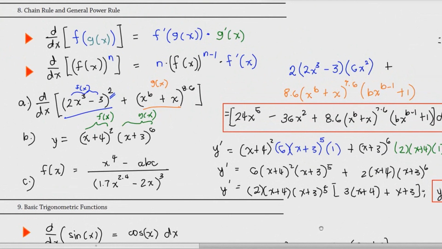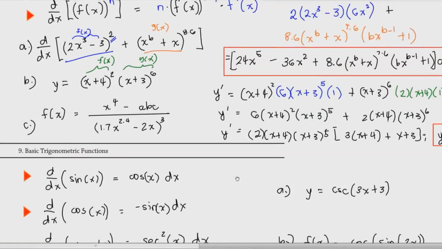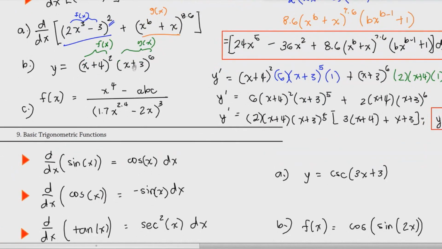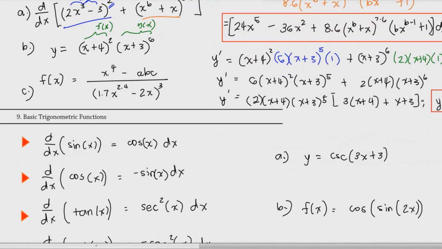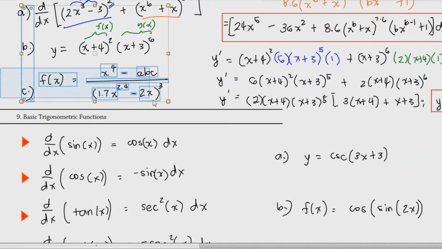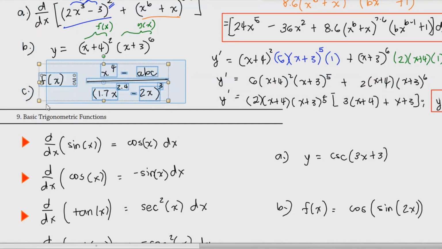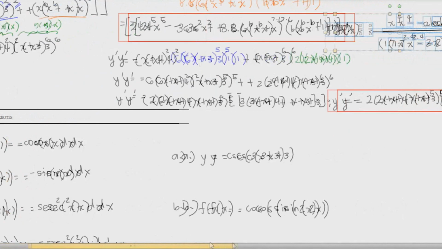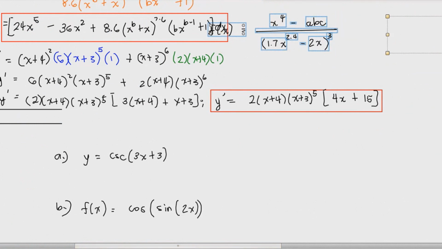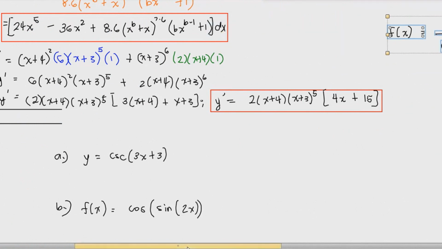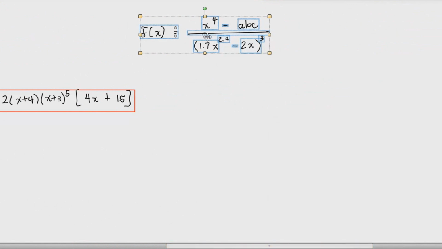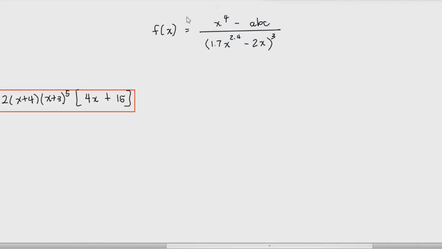It's actually overcrowding our space here, and we still have one. Now let me just transfer this to some place here. Okay, good. So we have C here, and let's label it letter C for quotient, for chain rule.